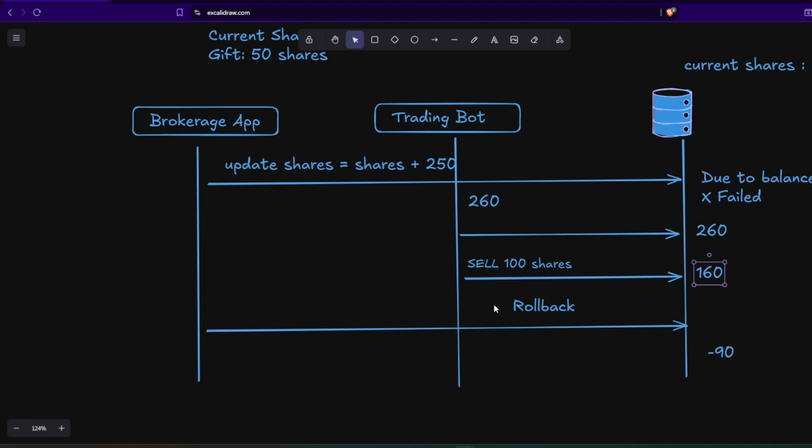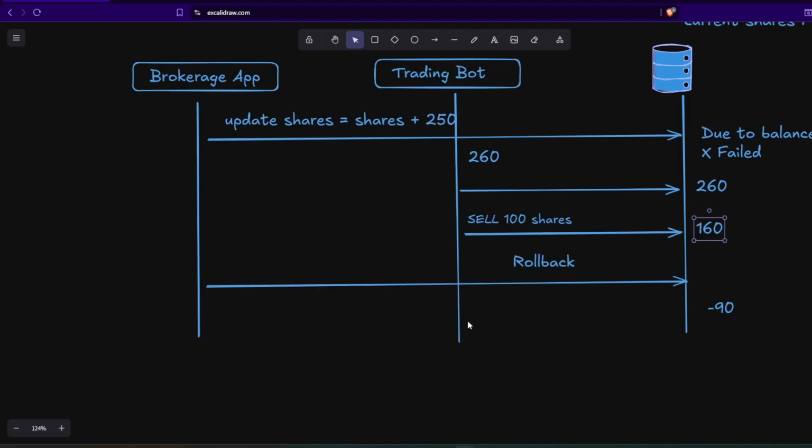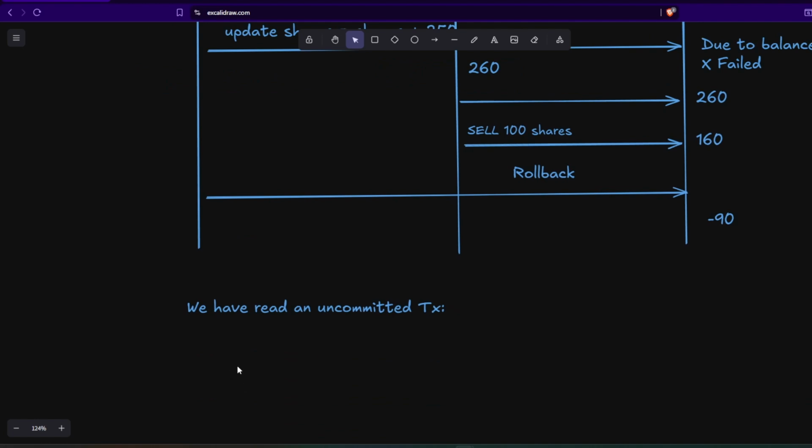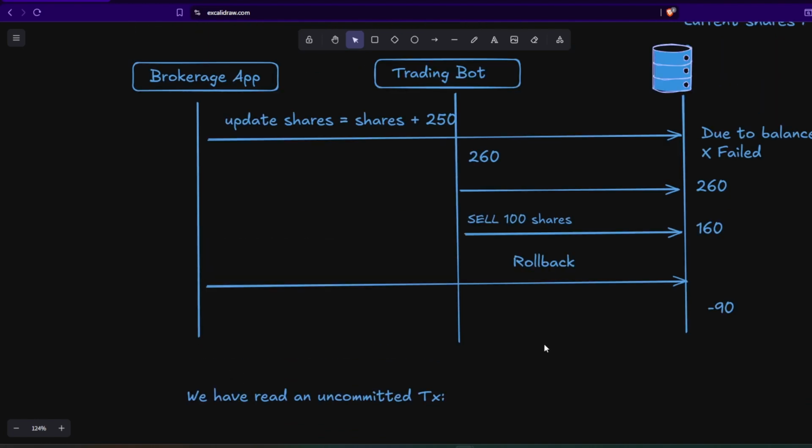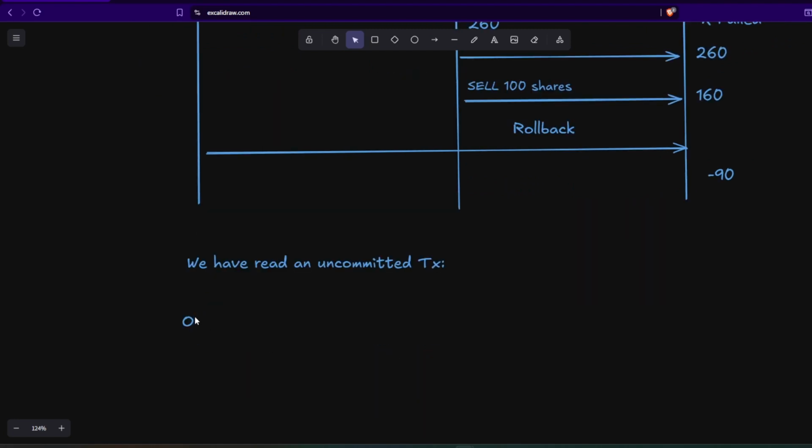And if you look carefully at why this error is happening, the reason is that we read an uncommitted transaction. This transaction from the brokerage app was not committed, and we read it. That is why there is a very basic isolation level known as read uncommitted, which is a very risky one. As a database developer or even an application developer, we should never allow our transactions to read anything uncommitted. That is the first principle of isolation.